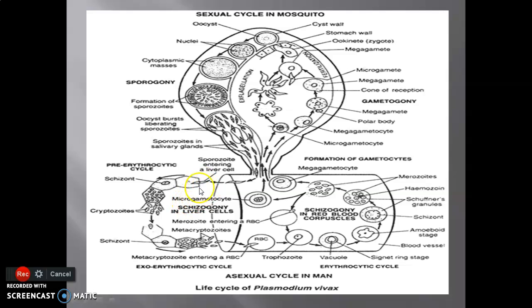See, first stage is exo-erythrocytic stage, where sporozoite enters into the liver cell. It turns into the schizont. It undergoes asexual divisions to form cryptozoites. These cryptozoites liberate, again invade another liver cell, and these cryptozoites, just like a previous schizont, form a schizont structure. This schizont also undergoes schizogony, that is asexual development.